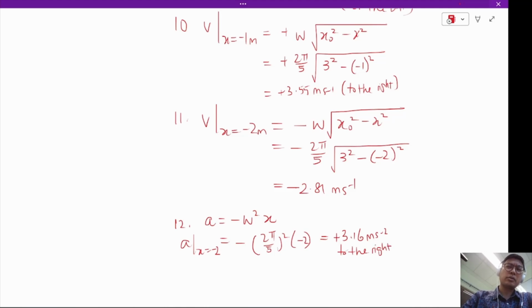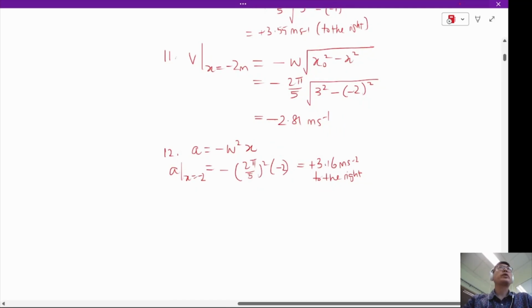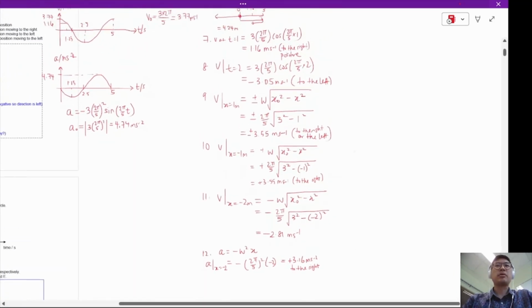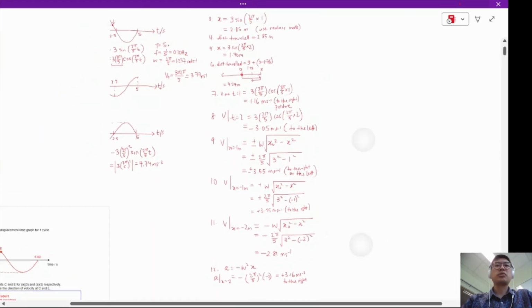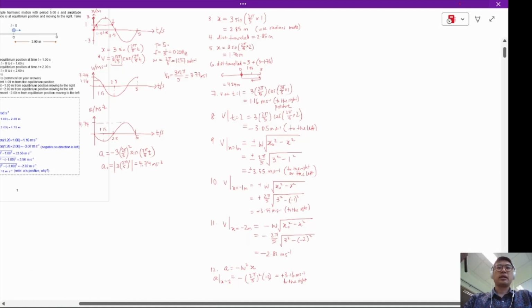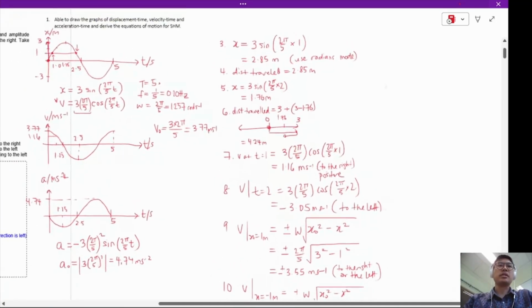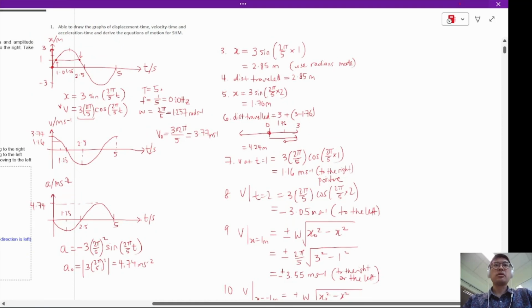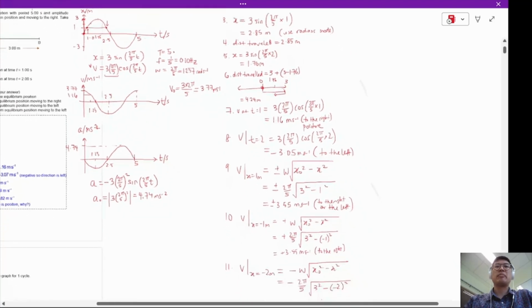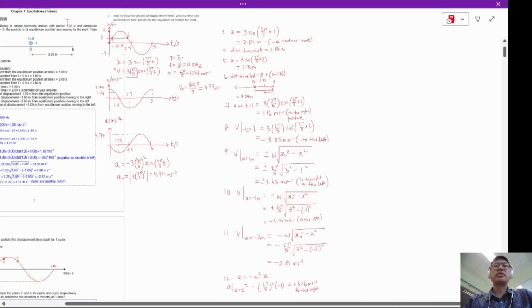Now we know that it's to the right because the value is positive, and also because when the object is on the left, the acceleration will always point towards the center of the equilibrium position, so it will always point to the right. Okay, so these are the answers for questions 3 through to question 12. And you realize that all these questions are easy to do because we know how to draw the graphs of displacement, velocity, and acceleration against time. Okay, so this is the end of question 1.